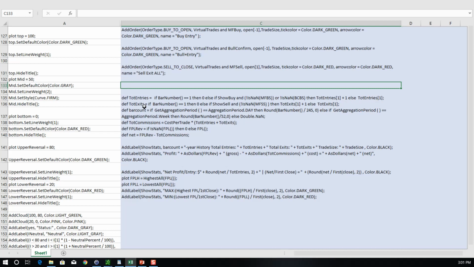We do the same thing for our total exits, basically, only we're, of course, looking at the market forecast sell signal, and then we tally up, keep a running total of our total exits.